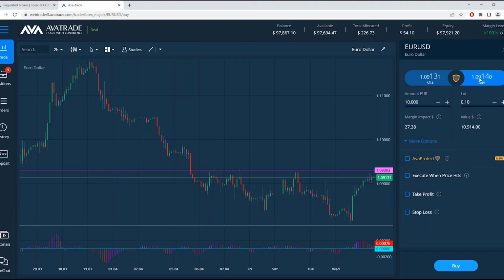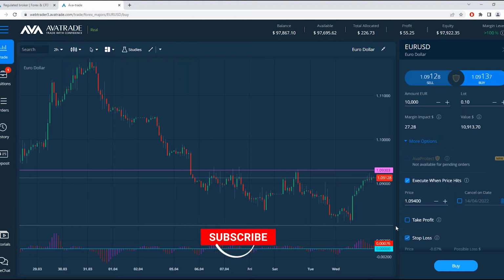So you could easily say, okay, buy, execute if the price hits, and put a price somewhere above this resistance, 109.40, something like that. Execute if price hits 109.40. That likely would happen if they unexpectedly increased the interest rate today. You have your stop loss then back below this broken resistance. If it broke it, your stop loss could be back below here, 109.15 maybe.